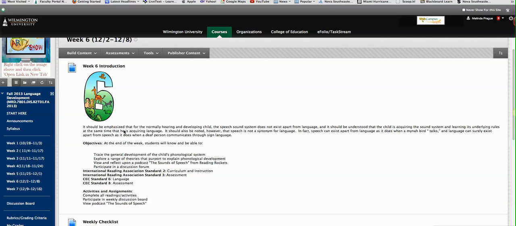Now, we are looking at how one acquires language and how, in the normal hearing and developing child, the speech system does not exist apart from language. It is understood that the child is acquiring the sound system and learning its underlying rules at the same time he is acquiring the language. However, it's important to remember that we are not using speech as a synonym for language. In fact, speech does exist apart from language.